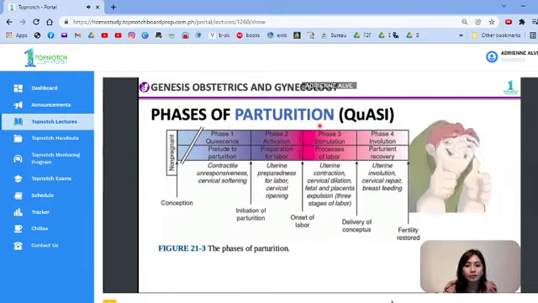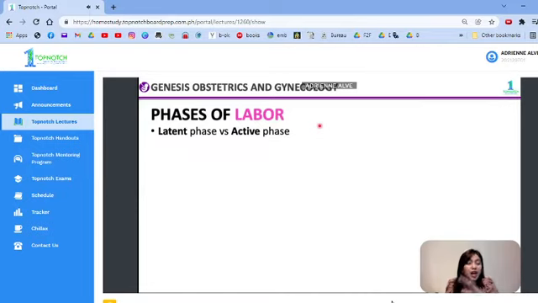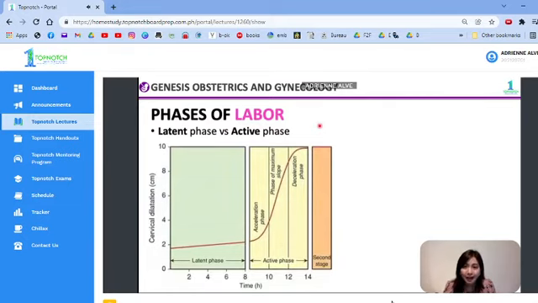So now we'll focus on the third phase, which is the stimulation phase. Here are the 3 stages of labor, as I mentioned a while ago. Now, the phases of labor are only two, different from the phases of parturition. In the phases of labor, you have the latent phase versus the active phase. The latent phase is slow, okay? What denotes whether you're in the latent or active phase is your cervical dilatation. That's the easiest way of determining which phase of labor you're in.